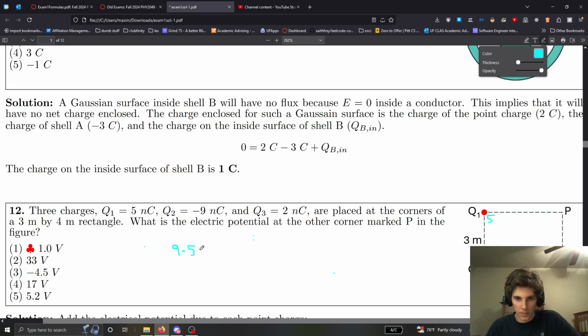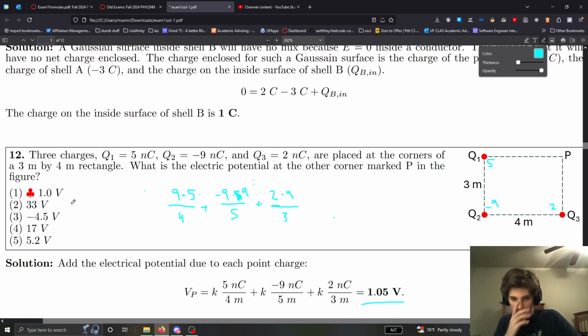Let's go with Q1, boom, over r, 4. Add that up with your -9 times 5. This one would be divided by 5 because the radius is larger. And then 2 times 9. Sorry, this is -9 times 9 for k, divided by 3. So hopefully that should all add up nicely. Times 5 divided by 4, minus 9 times 9 divided by 5, plus 2 times 9 divided by 3. 1.05, rounded down to 1.0.